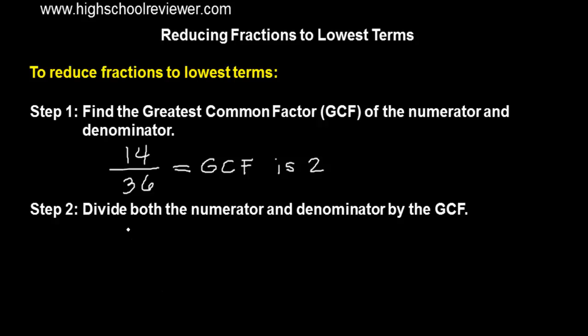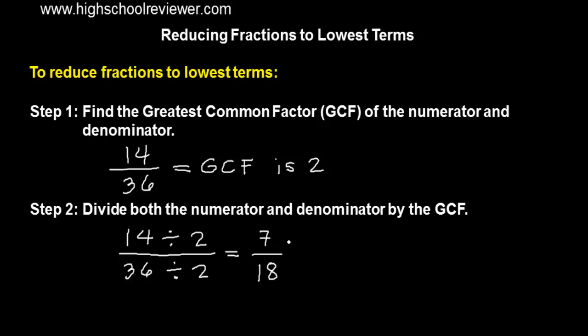GCF. Our numerator is 14, and we need to divide this by the GCF, which is 2. And for our denominator, we have 36, and divide this by the GCF, which is 2. 14 divided by 2 is 7, and 36 divided by 2 is 18. We cannot simplify 7 over 18 anymore, so therefore 7 over 18 is our final answer.